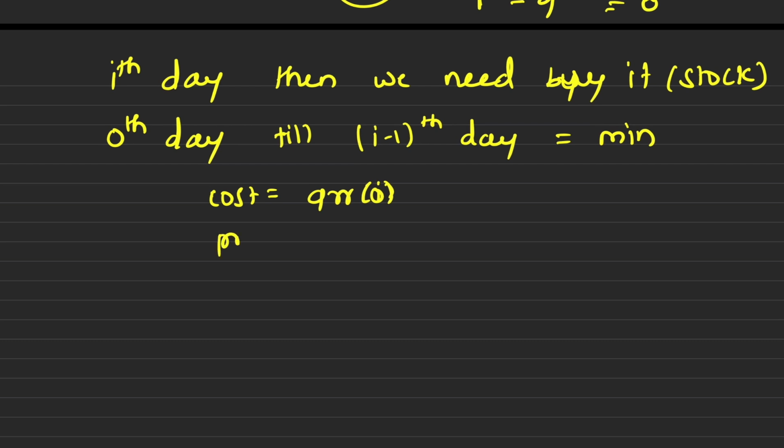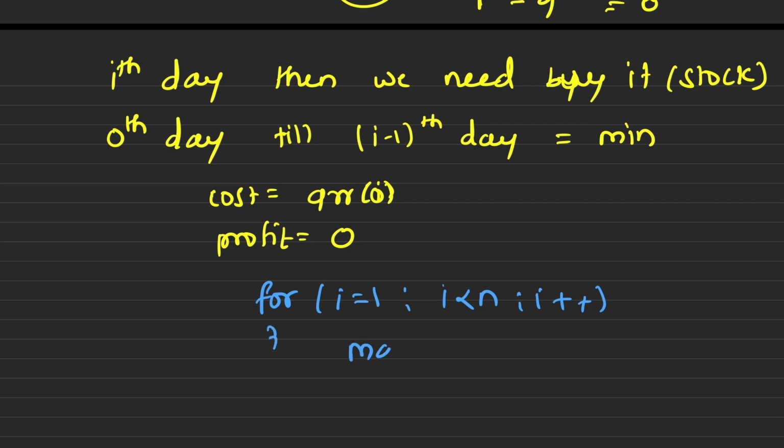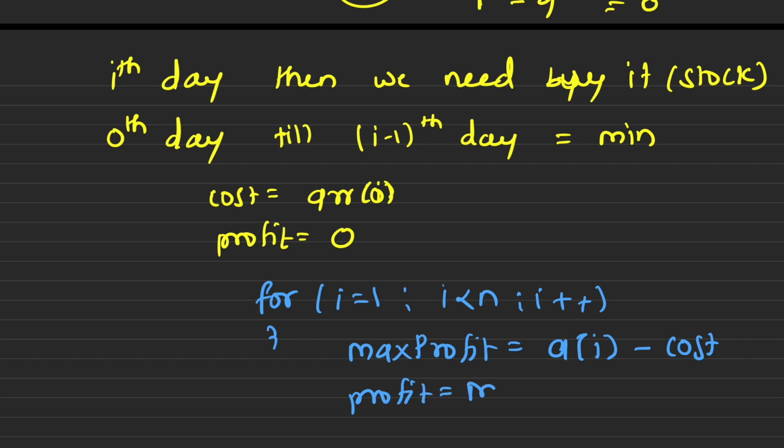Now I have declared the profit as well, and since I haven't sold any stock, I will keep the profit as 0. Now I will go on traversing from first index till the last index, and I will check what is the profit I can achieve. So if I am selling at rupees A of I, but before this I have bought at rupees cost, then I need to update the profit if and only if I get the maximum profit.